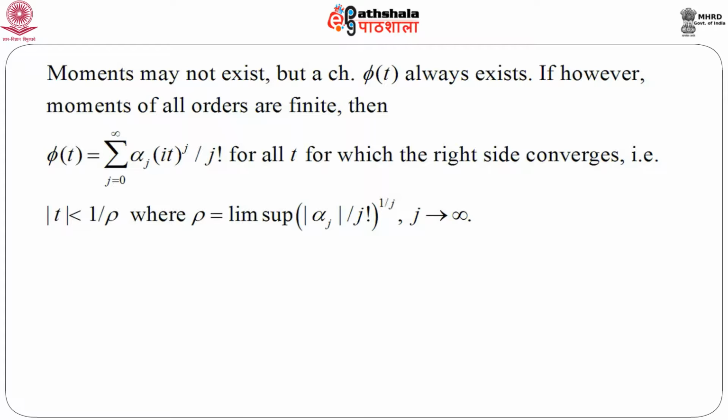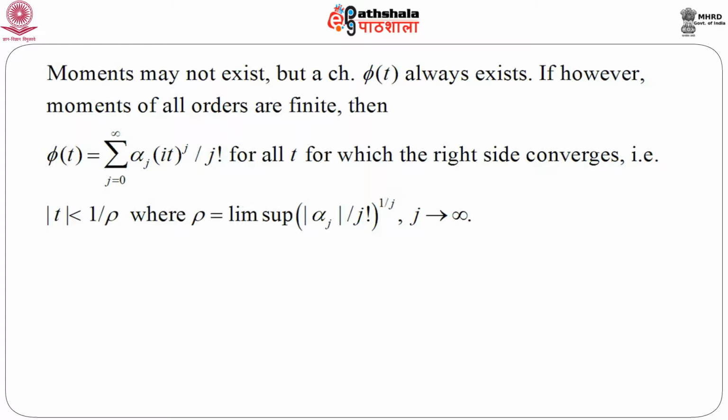As we have already seen, moments may not exist, but a characteristic function always exists. But suppose, in a simplistic situation, moments of all orders are finite. Then we can write phi t as an infinite series, that is, sum over j from 0 to infinity of alpha j (i t) to the power j divided by j factorial, for every t for which the right side converges.